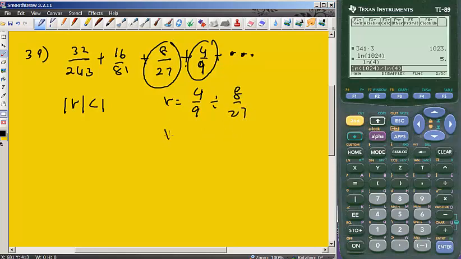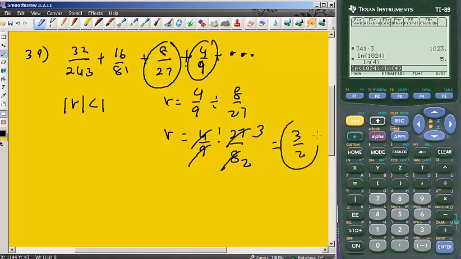When you clean this up, if this is less than 1, then we can add them up. If not, then we can't. So it'll be 4 over 9 multiplied by 27 over 8, because we're going to flip the fractions. 9 will reduce into a 3, and 4 will reduce into a 2. So this becomes 3 over 2, and the absolute value of that is bigger than 1. So we say we can't add these up, therefore it diverges.